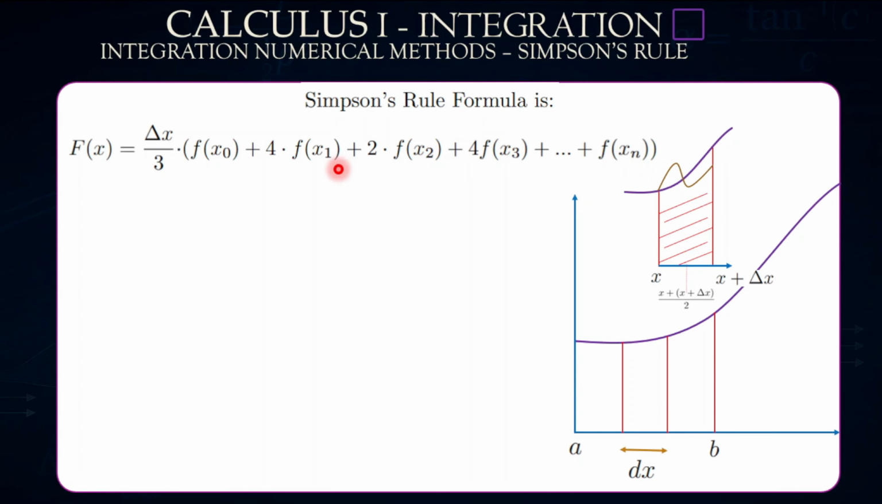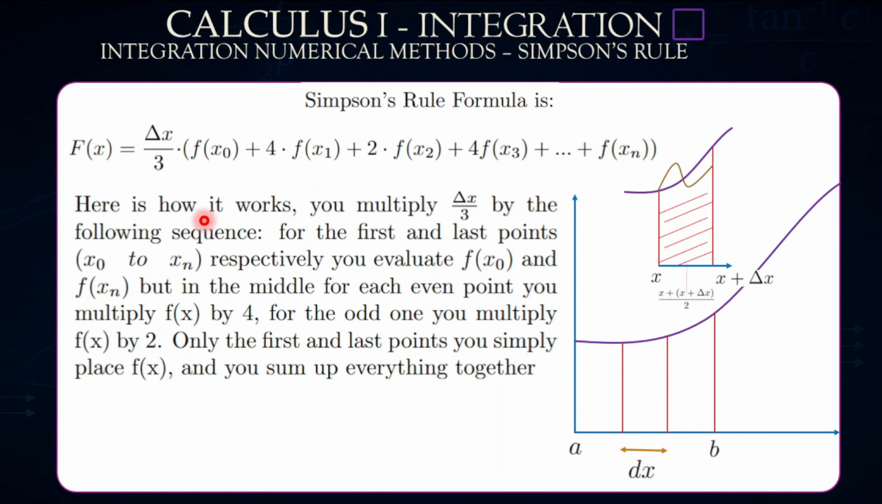But in the middle, for each odd function, meaning for x1, which is an odd number, an odd position, an odd index, it is multiplied by 4. Then for x2, multiplied by 2. For x3, which is odd, multiplied by 4. For x4, which is even, multiplied by 2. So how to actually write the formula? So here is how it works.